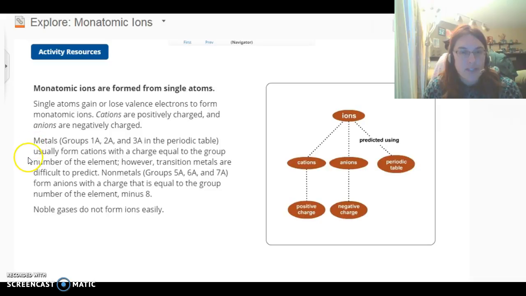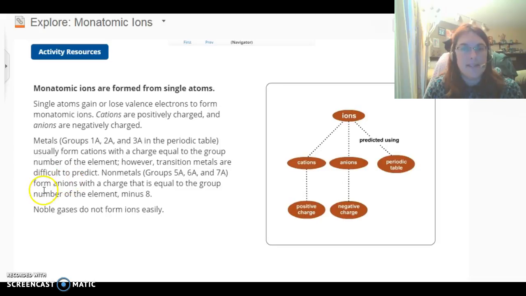Metals, groups 1A, 2A, and 3A in the periodic table, usually form cations with a charge equal to the group number of the element. They say usually, but really, for everything we're going to do, they do. However, transition metals, the messy middle, can have multiple charges and are difficult to predict. So we'll get to that in an upcoming lesson.